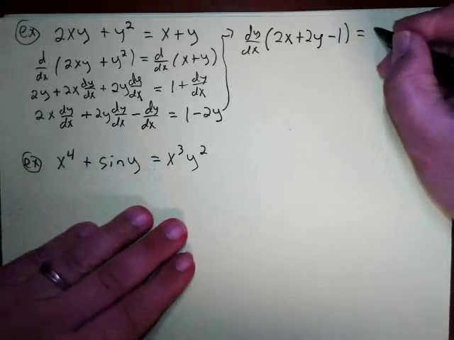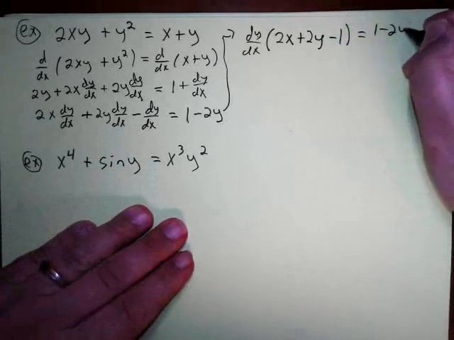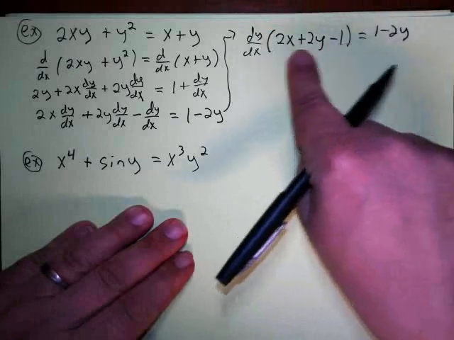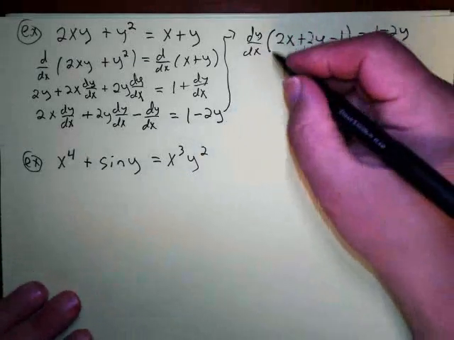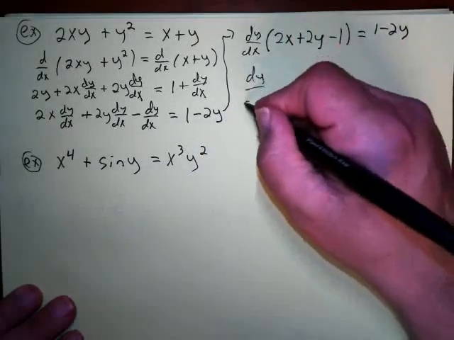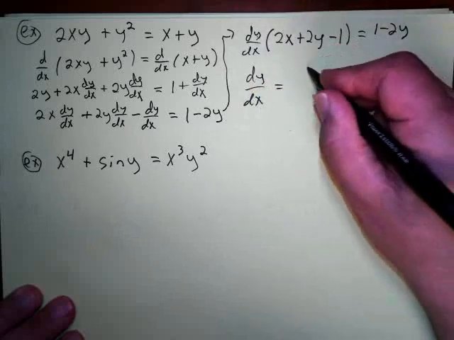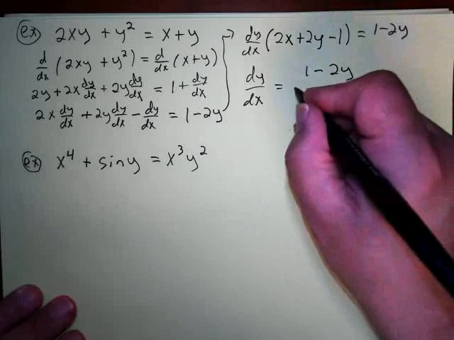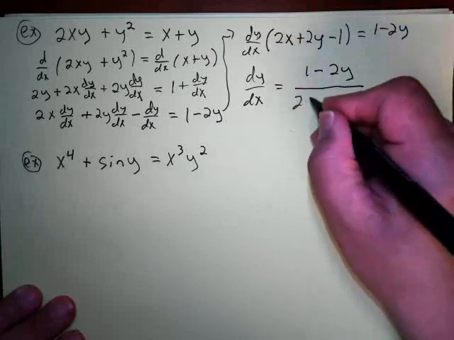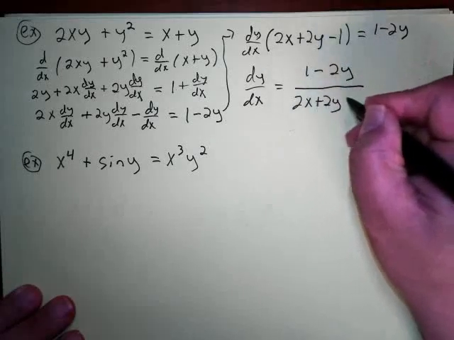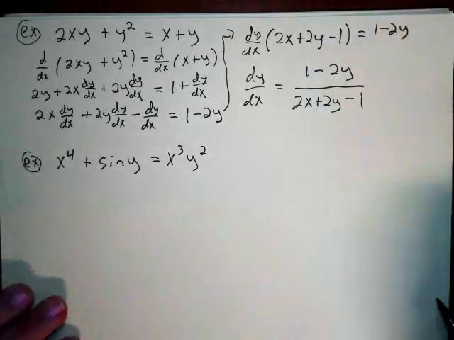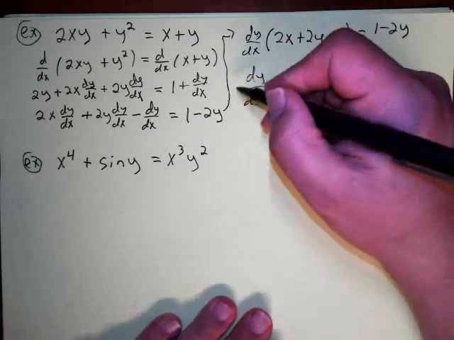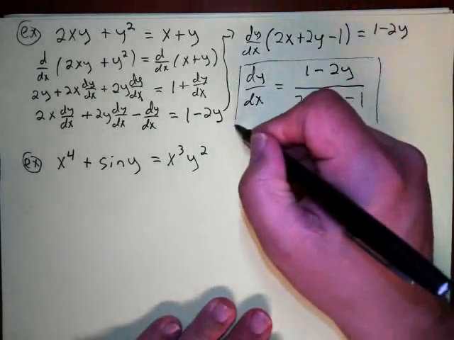And all this is equal to 1 minus 2y. So this is dy dx times that, so I divide both sides by that. And then I get dy dx is equal to 1 minus 2y all over 2x plus 2y minus 1. Okay, so that would be the first one there.